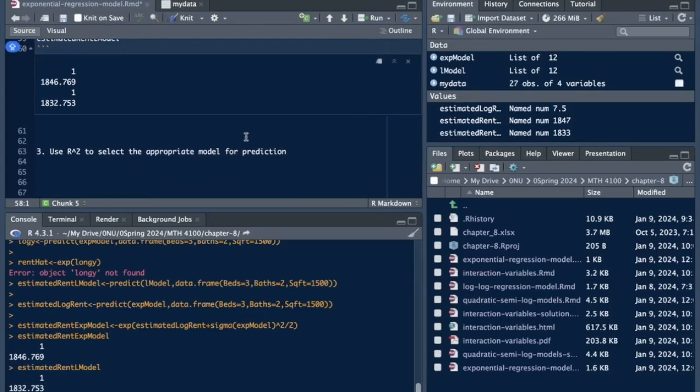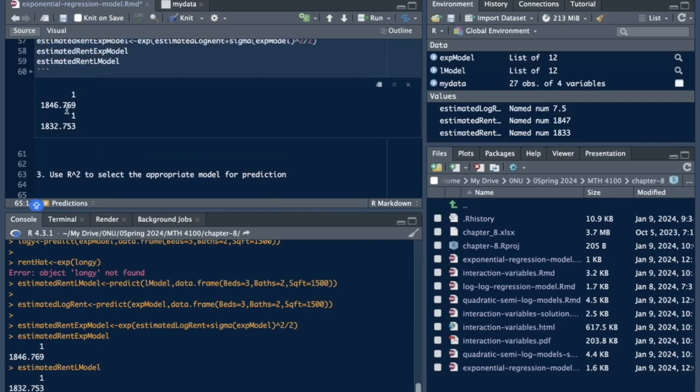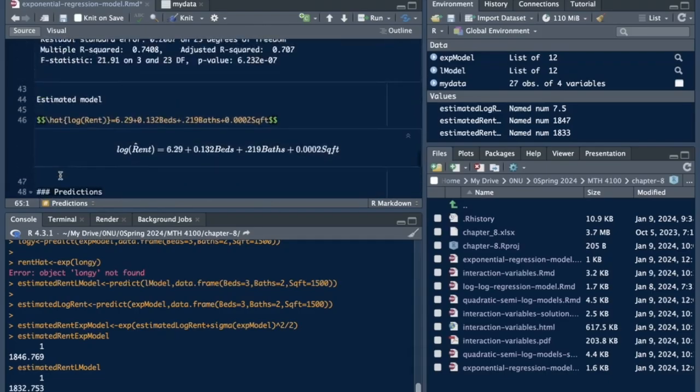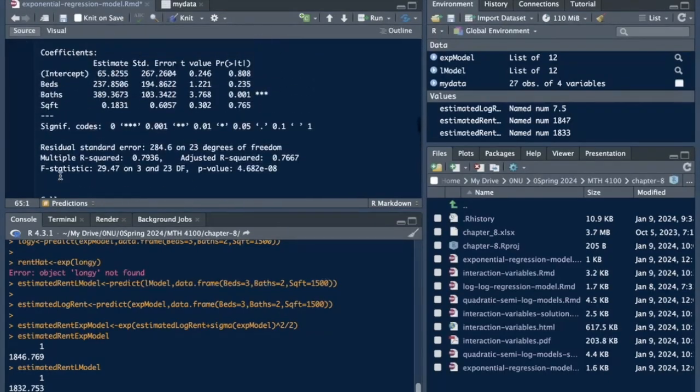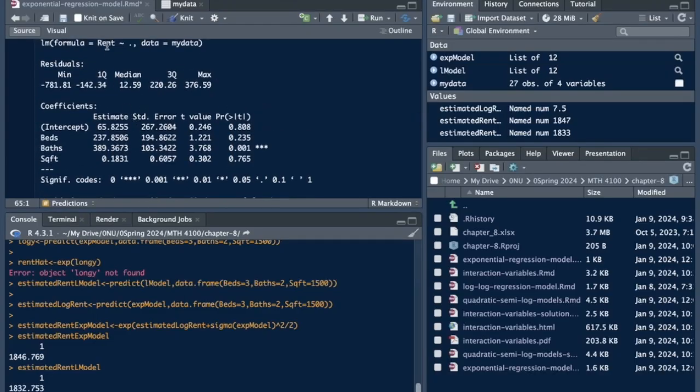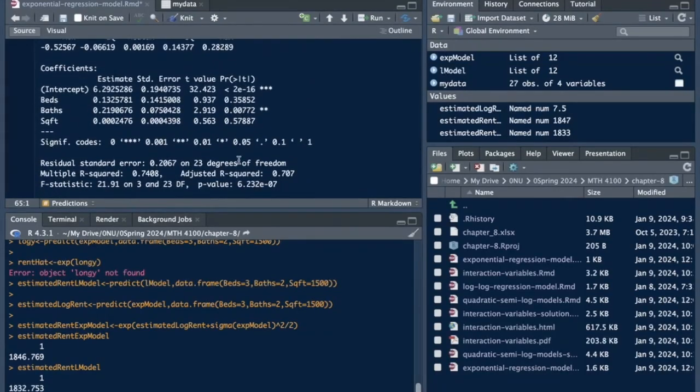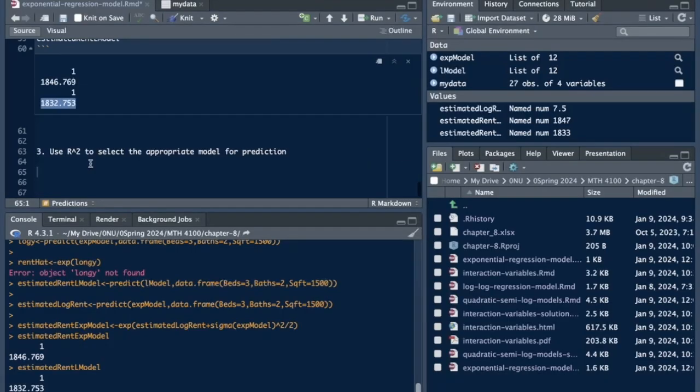Now the question says use R-squared to select the appropriate model. So which one is better for prediction purposes? Do we have to take the first one or the second one? So that's why when I talked about the R-squared, we have no problem with this R-squared because this is the R-squared for the response variable, which is rent. But here they are R-squared for the log rent. How do we calculate R-squared? R-squared is nothing but the correlation squared.